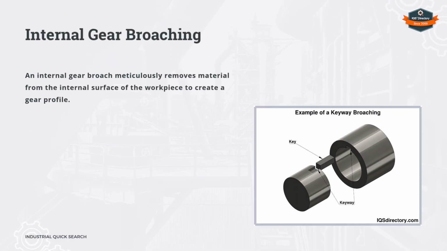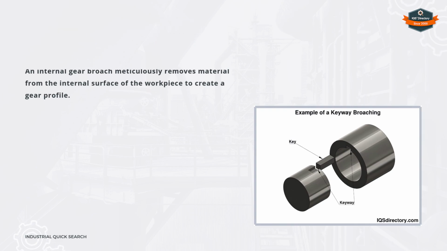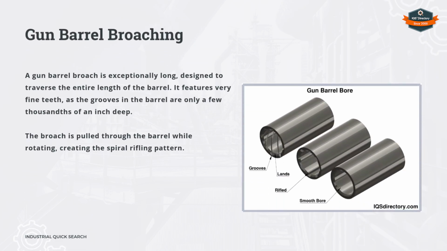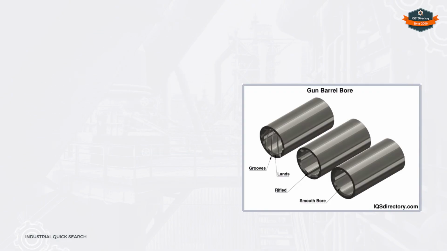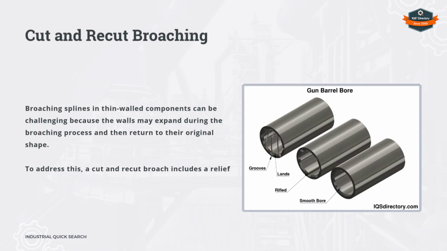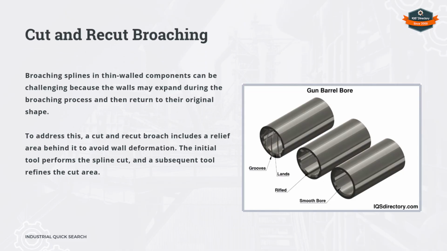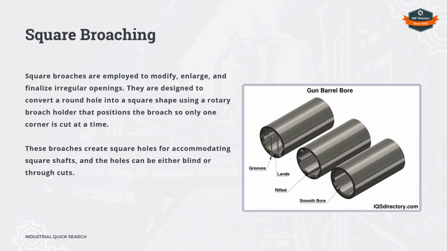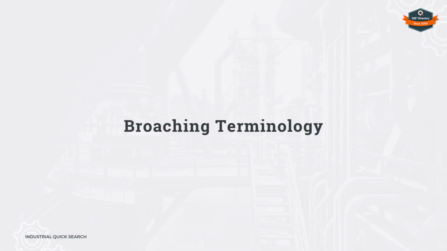Internal gear broaching. Gun barrel broaching. Concentric broaching. Cut and recut broaching. Square broaching. Broaching terminology.